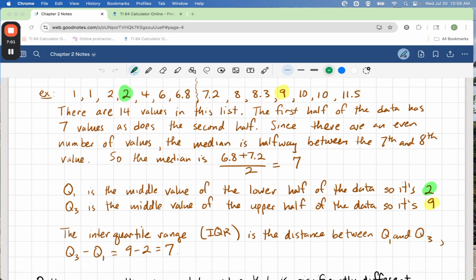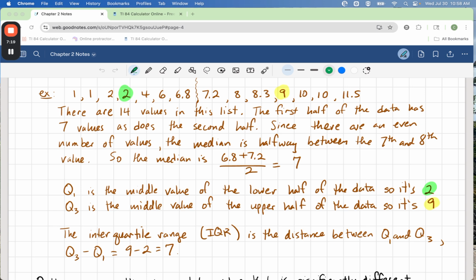Then when we do the median, because it has an even number of values, you're going to have to take the average of those middle two values. That's how we came up with a median of 7.